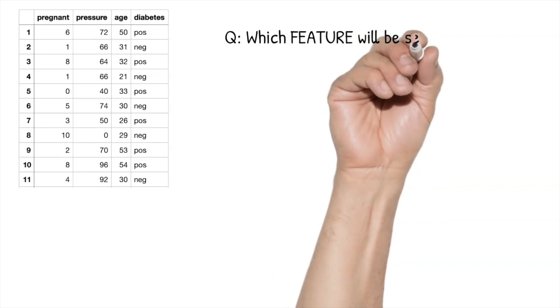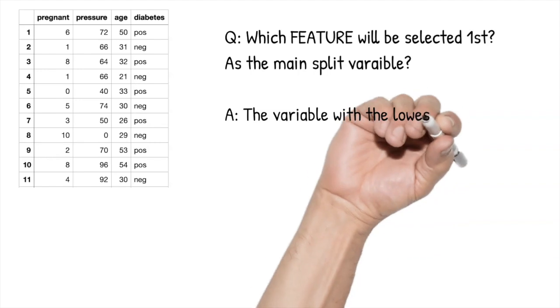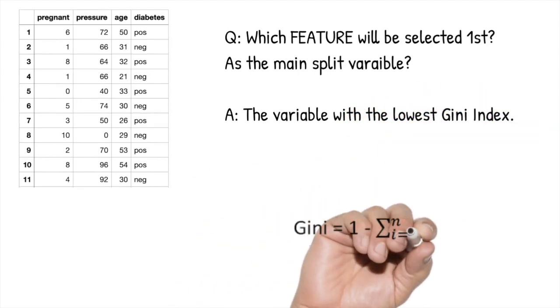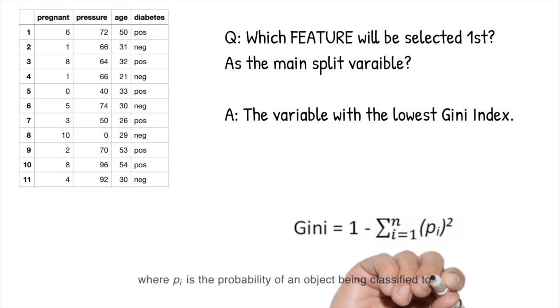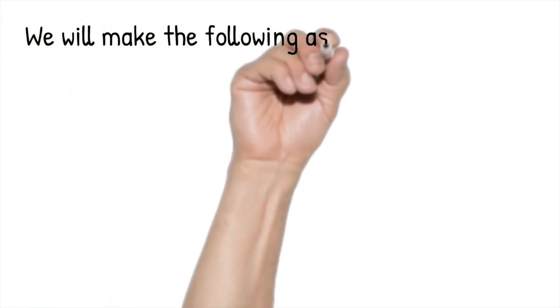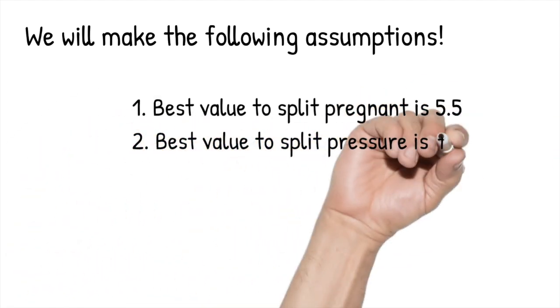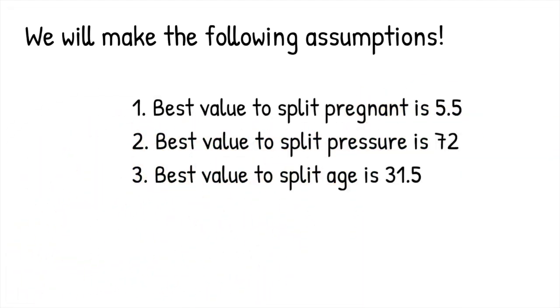The first question we need to answer is, which feature will be selected first? In other words, which variable will be at the top of our flipped tree? To answer that question, we'll need to calculate the Gini index using the formula at the bottom of the screen. And the variable that has the lowest Gini will be selected. We will make the following assumptions. 1. The best value to split pregnant is 5.5. 2. The best value to split pressure is 72. And the best value to split age is 31.5.